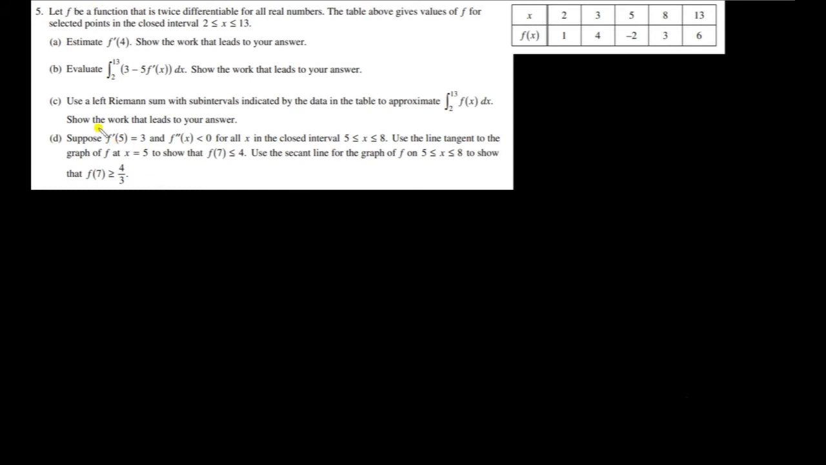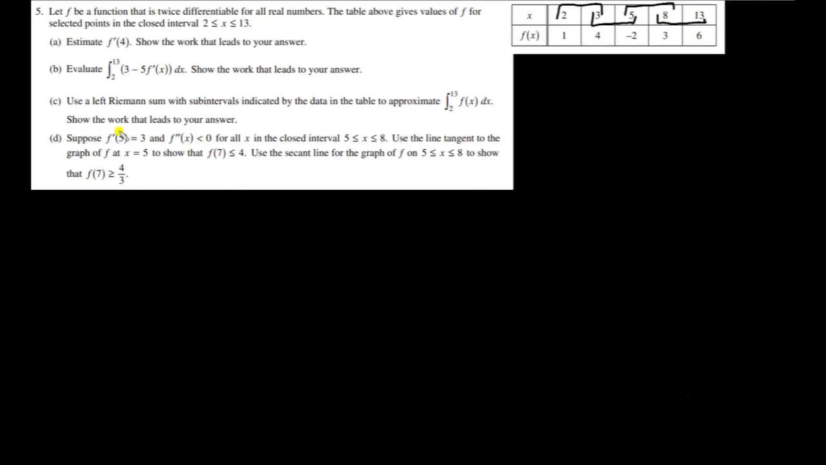Part C, use the left Riemann sum with subintervals indicated by the data in the table to approximate the integral from 2 to 13 of f of x dx. Show the work that leads to your answer. Okay, so when they talk about subintervals indicated by the table, they're just talking about, this is one subinterval from 2 to 3, and the next one is from 3 to 5, and then from 5 to 8, and 8 to 13, okay? That's what they mean by subintervals.